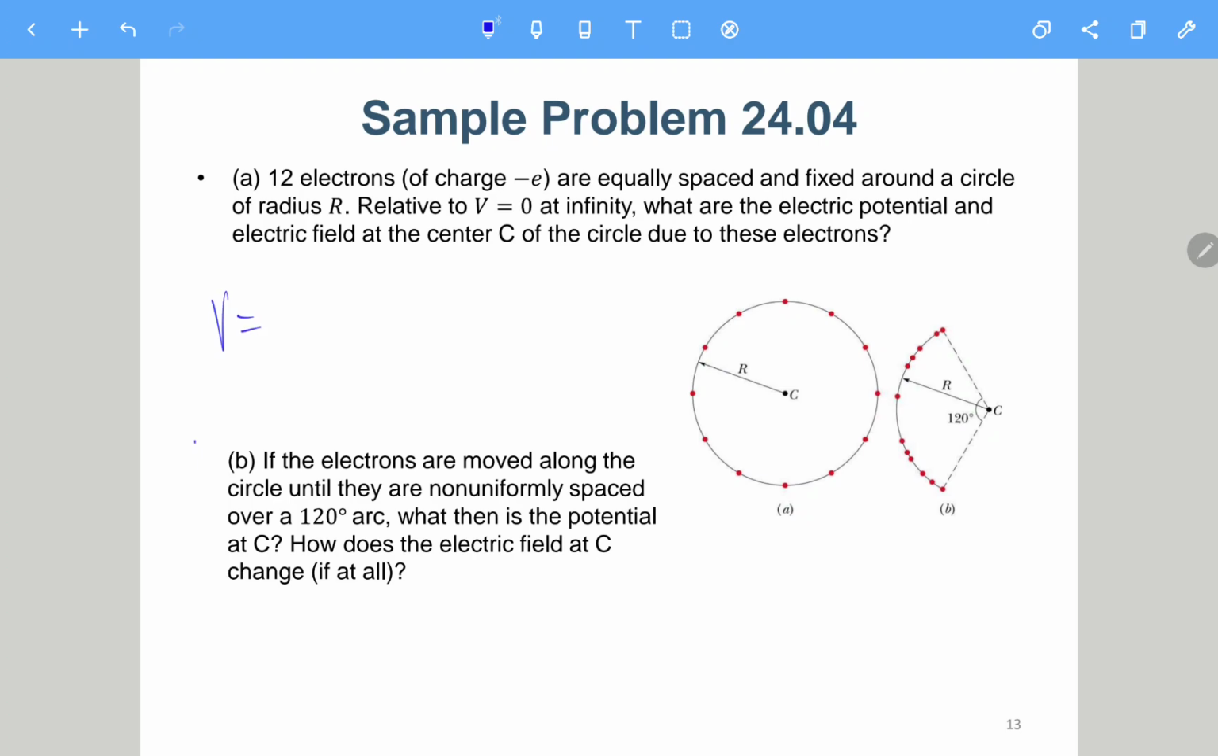So V is nothing but k times negative e, and then we have 12 of them, which is nothing but negative 12e over, this is a circle, so all the distances will be capital R. So that's it.